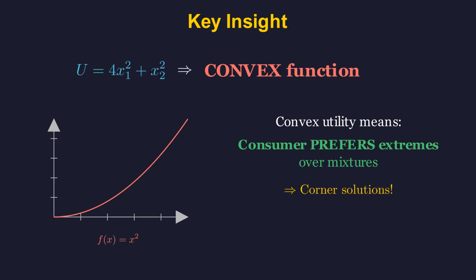X squared curves upward, not downward. This means the consumer prefers extremes over mixtures. She will always choose a corner solution, spending all her income on just one good.